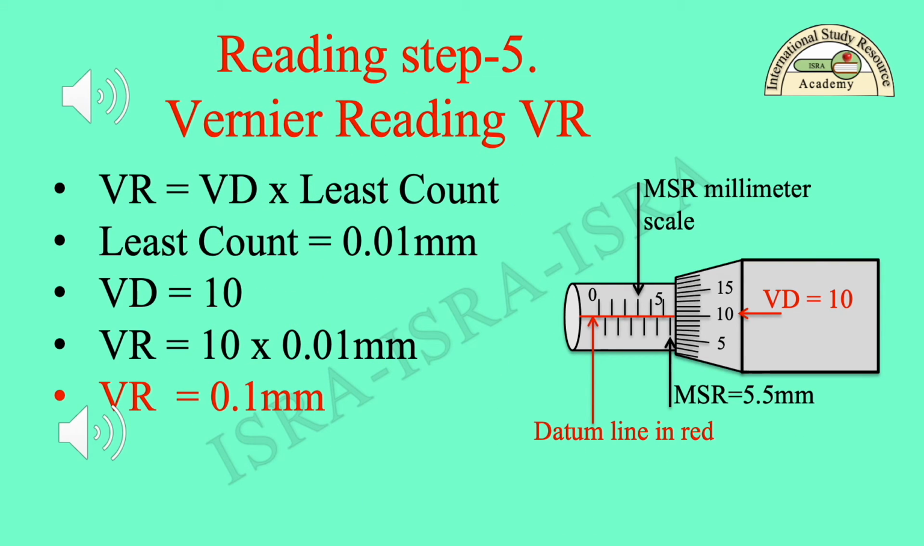Reading Step 5. Vernier reading VR. VR is equal to VD times least count. Least count is equal to 0.01 mm as we have just calculated. Vernier division VD is equal to 10. Therefore, VR is equal to 10 times 0.01 mm, or vernier reading VR is equal to 0.1 mm.